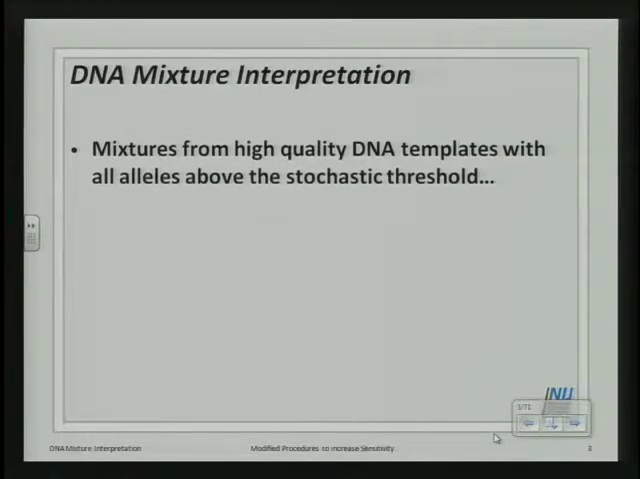But so, mixtures from high-quality DNA templates with all alleles above the stochastic threshold. Having an animation problem here. But you're supposed to see the big easy button from Staples. I stole that from Ray Wickenheiser.